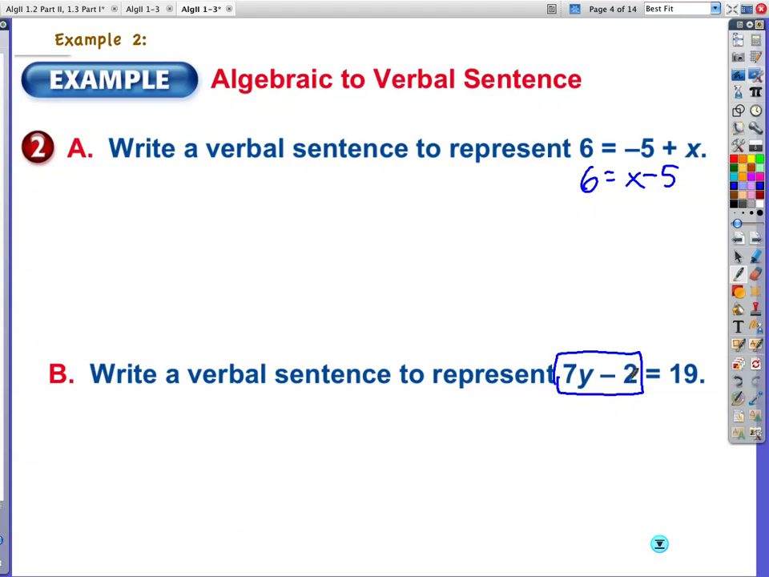Or I could say 2 less than 7 times a number. Or 2 less than the product of 7 and y. Or I could say the product of 7 and y decreased by 2 equals 19. Okay? And I expect you to have something written down for example 2 in your notes.